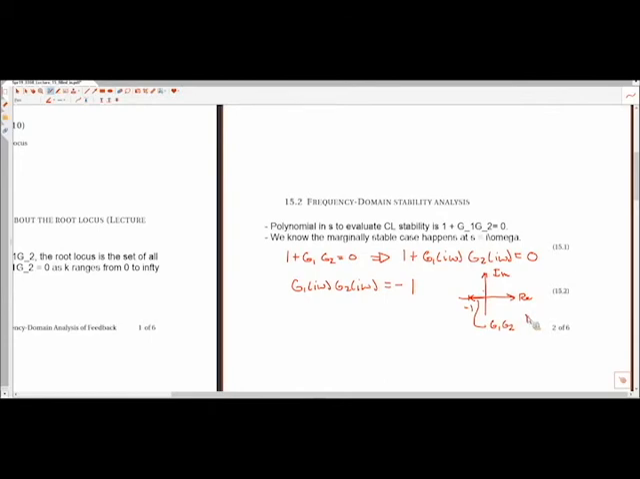So this is marginal stability. If I ever have a situation in which I evaluate G1, G2 at I omega, and this is equal to -1, I know that the system is at the brink of instability. Alternatively, just like with a locus plot, I can say the criteria is that the magnitude of G1 I omega, G2 I omega is equal to 1, and the phase of G1 of I omega, G2 of I omega is equal to plus or minus 180 degrees, because the phase angle of this vector is plus or minus 180 degrees.